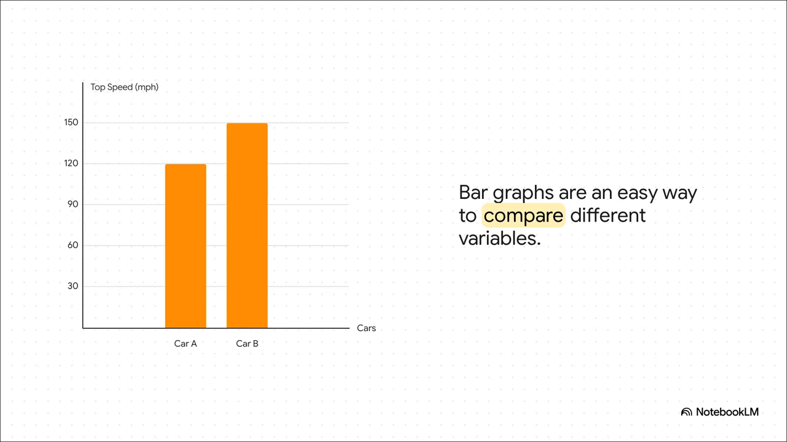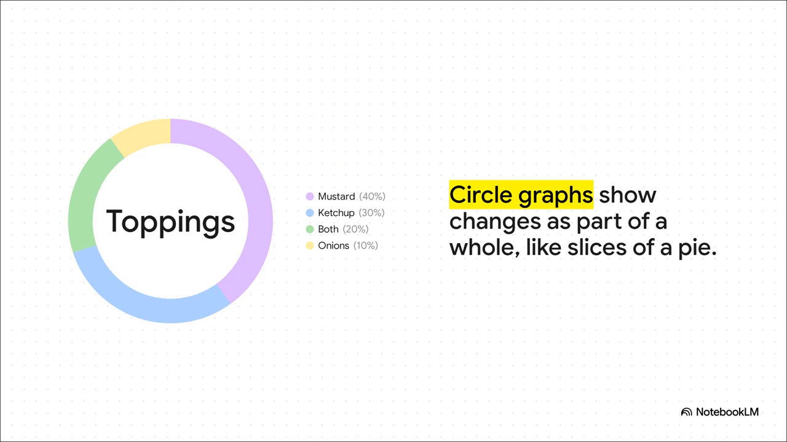If you want to compare different groups, like, say, the top speeds of two different cars, it's a super fast visual way to see who comes out on top. Longer bar, bigger number, simple as that. And finally, we have circle graphs, which you probably know as pie charts. These are perfect for showing how different parts make up a whole, like the results from this very important, very scientific poll on hot dog toppings. It's all about seeing the proportions.